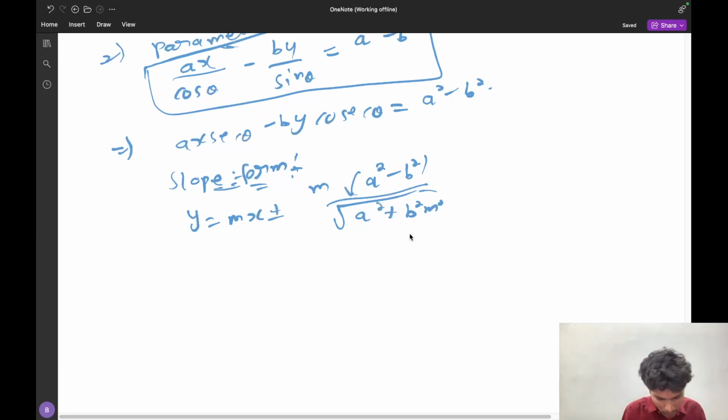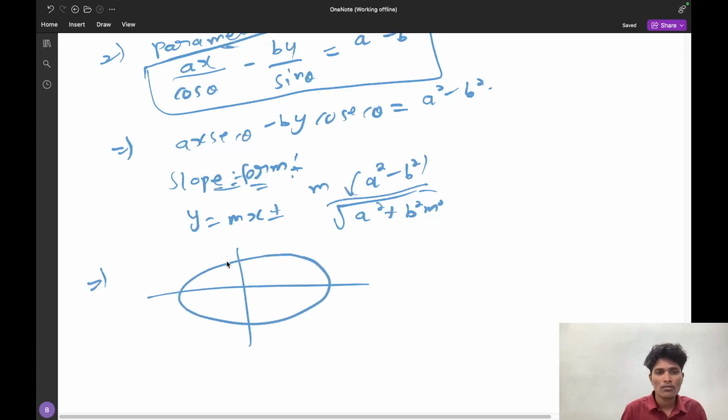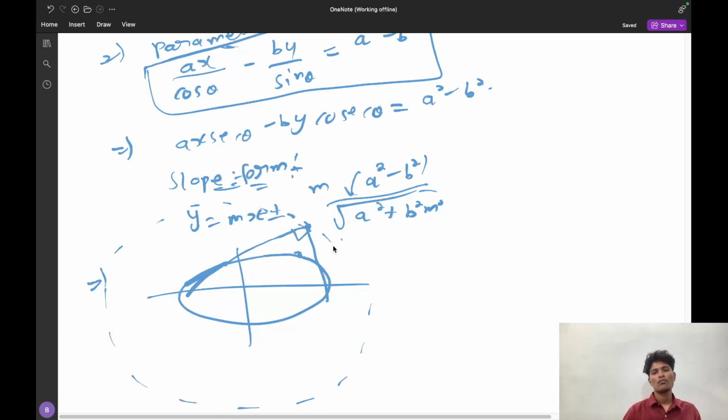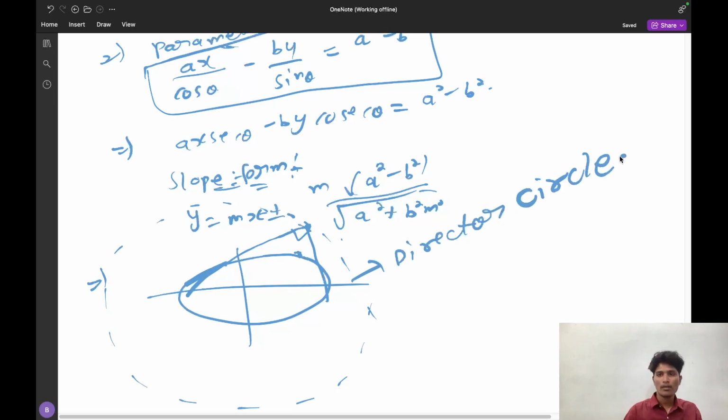That's it. Again here also director circle. Suppose this is an ellipse and this is a point. From this point I have drawn the two tangents. If these are the tangents which are perpendicular, and with the help of this point I draw the circle, this entire circle is called the director circle.